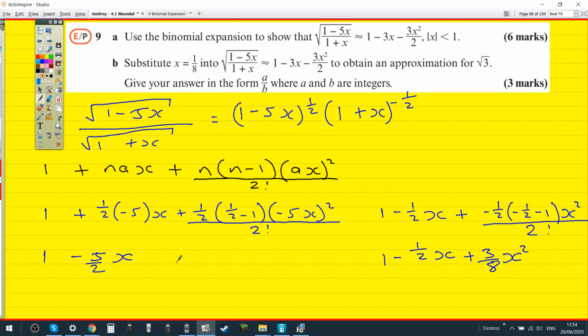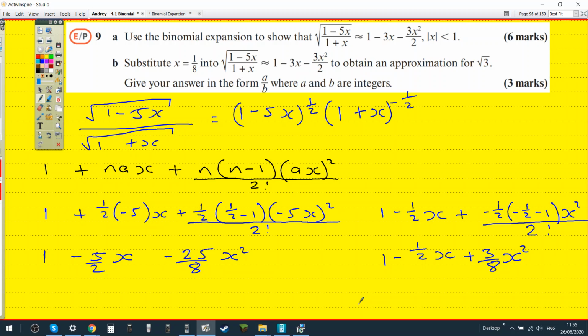So yeah, I got minus 5 over 2x there. Then I got minus 25 over 8x squared. That's fine. And while you were doing that, I did the second expansion. It was a bit easier, even though it was minus a half, because it was 1x, like a was 1. And I got this. What do we do next?